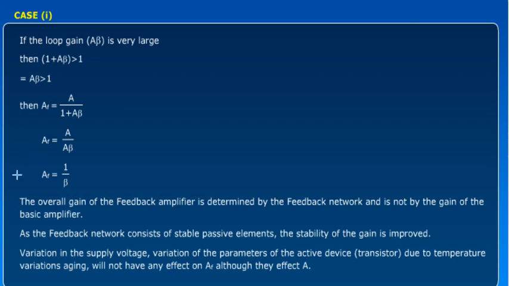So from this relation, we understood that the feedback amplifier gain is inversely proportional to the feedback network transfer ratio.